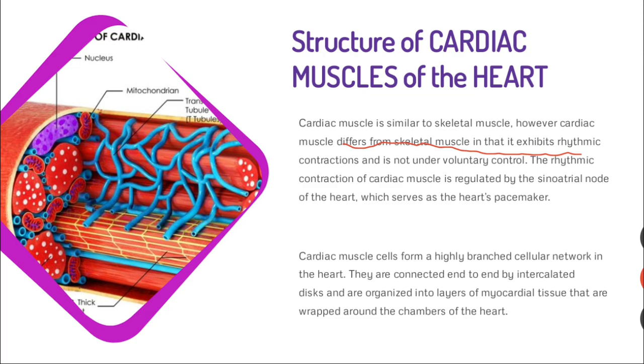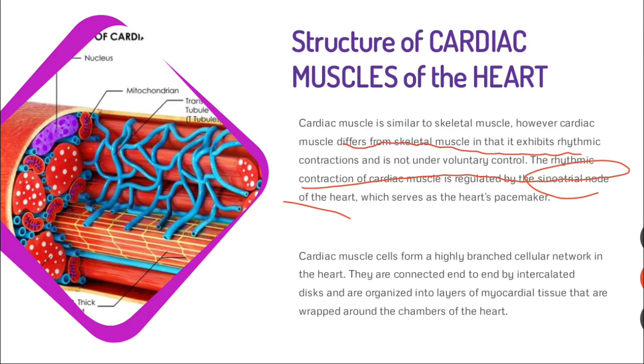Next, rhythmic contractions are regulated by the sinoatrial node of the heart. And guys, for any muscle to get contracted, we generally require impulses. So these impulses are generally supplied by the brain. But whereas coming to your heart, these are not supplied by the brain. Rather, the heart itself initiates these rhythmic contractions. That is a very beautiful feature present in the heart.